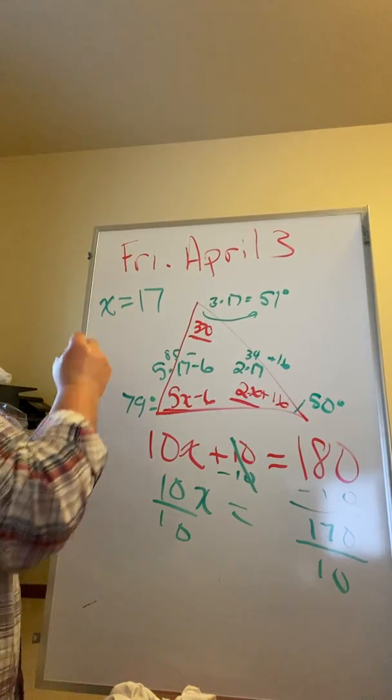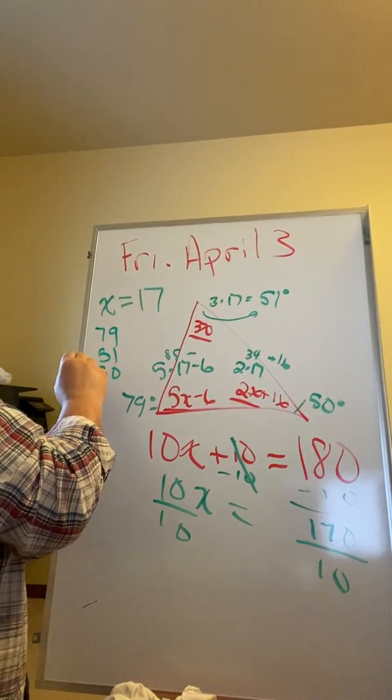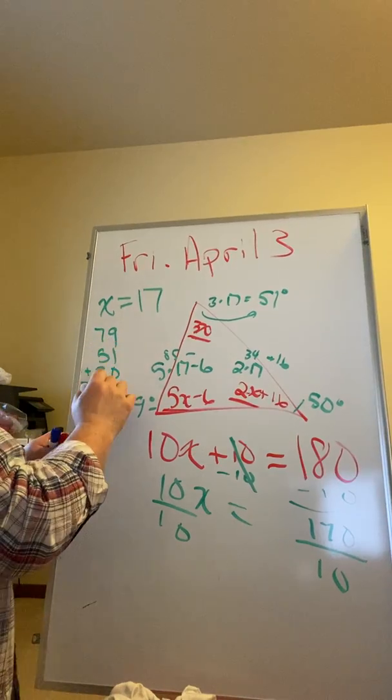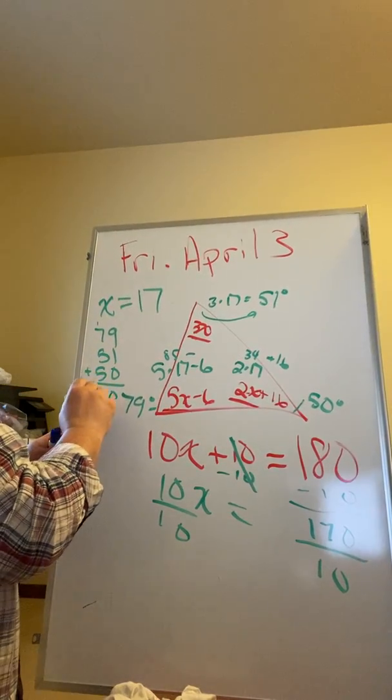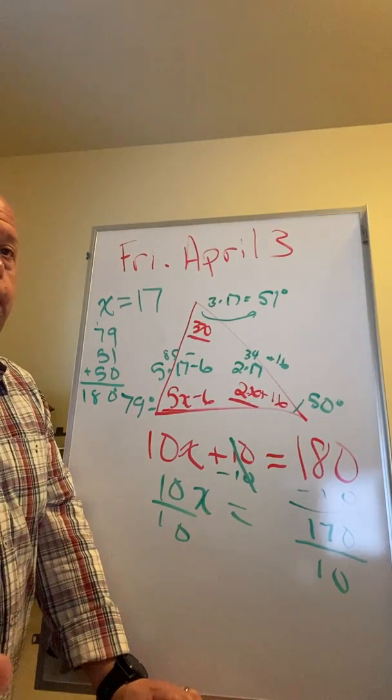So let's just test. We have 79 degrees, 51 degrees, and 50 degrees. Add them together. It better equal 180. This is my check. And it's 180 degrees. We win. All right. So far, so good.